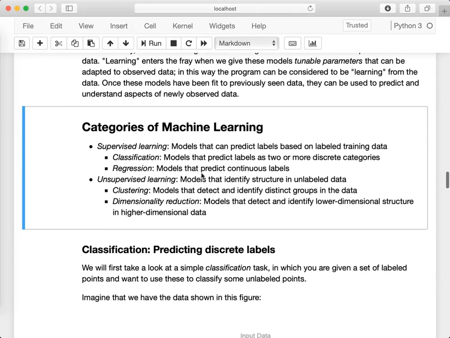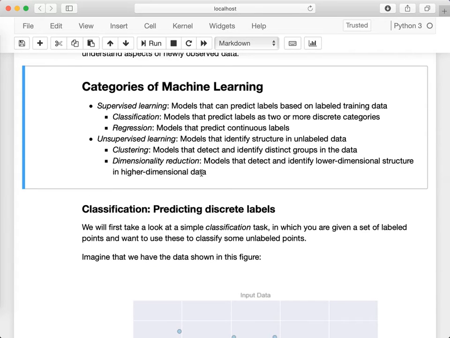There are two generic categories of machine learning: supervised learning, and in this case we have models that can predict labels that we have in labeled training data. The example of the loan application is an example of supervised learning. And depending on what we're predicting, there are two kinds of supervised learning applications. Classification, when we are predicting labels that are discrete categories. Again, the loan application is an example of classification here because the outcome is either loan or no loan. And regression, when the outcome is continuous.